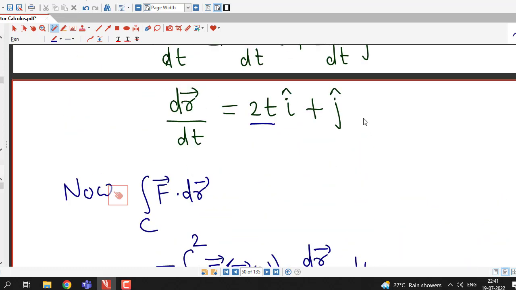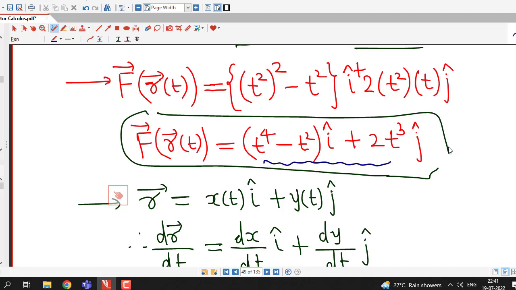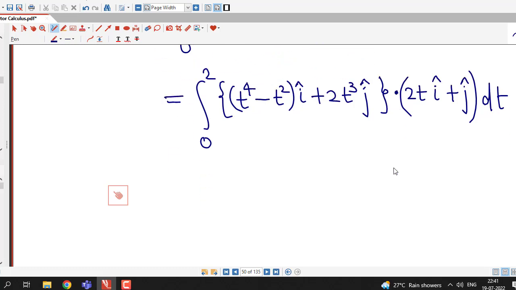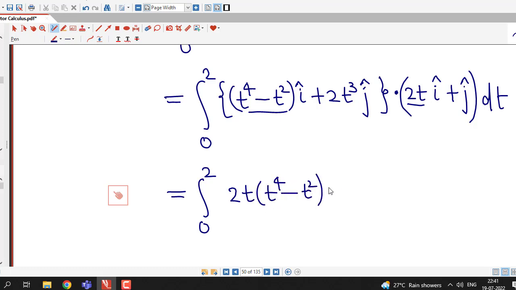So dr bar by dt we have first obtained. We have also converted the given vector function f bar in terms of t, and now we have substituted values of these two quantities, which are vector quantities, and now we will take their dot product, and after that we will integrate with respect to t from t equal to 0 to t equal to 2. Dot product is t raised to 4 minus t square times 2t, or 2t times t raised to 4 minus t square, plus 2t cube times 1, that is 2 times t cube.